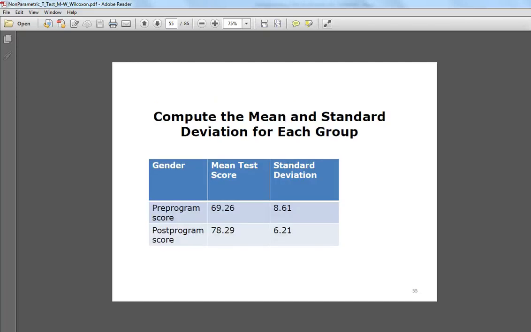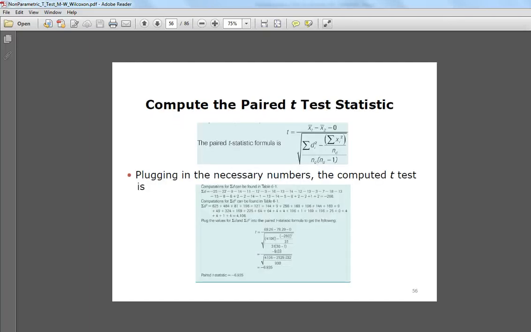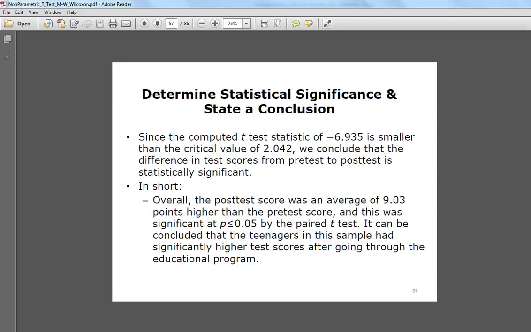You compute the mean, and these are the results, a pre-program and a post-program. Again, these are the paired t-test statistics, very complicated, but SPSS will calculate that for you. Since our computed t statistic was minus 6.935, which is beyond the critical value of 2.042, we conclude then that the difference in test scores from pre-test to post-test is statistically significant. Because remember, this is minus 6.935, and anything below minus 2.042, according to a two-tailed test, is statistically significant.